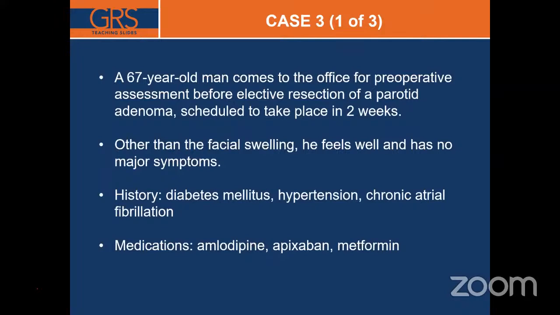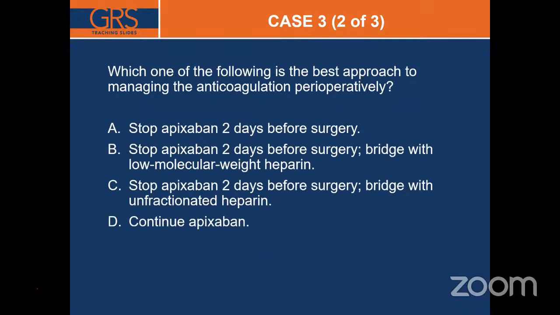Last case. We have a 67-year-old man who comes to the office for perioperative assessment before elective resection of parotid adenoma. It's scheduled to take place in 2 weeks. Other than facial swelling, he feels well and has no major symptoms. He has history of diabetes, hypertension, coronary disease, atrial fibrillation. So he has atrial fibrillation. His medications include amlodipine, apixaban, and metformin. He is on anticoagulation. Which of the following is the best approach to manage the anticoagulation perioperatively? Stop apixaban 2 weeks before surgery. Stop apixaban 2 weeks before surgery and bridge with low molecular weight heparin. Stop apixaban 2 weeks before surgery, bridge with unfractionated heparin, or continue apixaban.